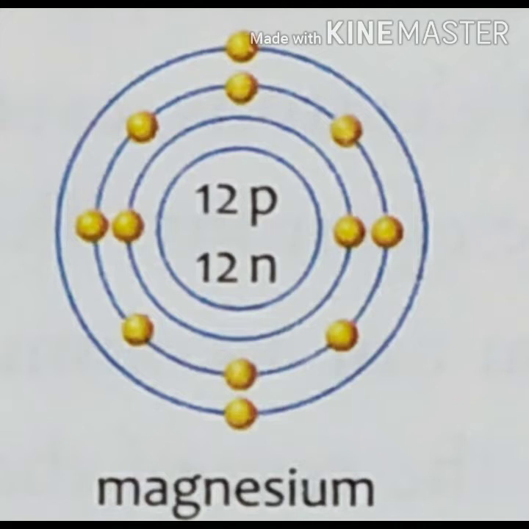Now we will draw the orbit structure diagram according to the electronic configuration that we have found. So the first orbit has 2 electrons, second orbit has 8 electrons, and the third orbit has 2 electrons. See how I have drawn the figure.